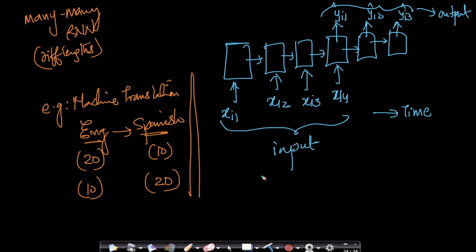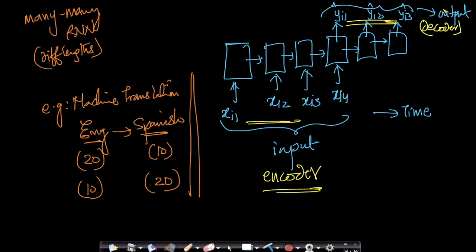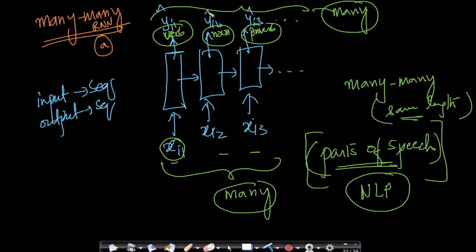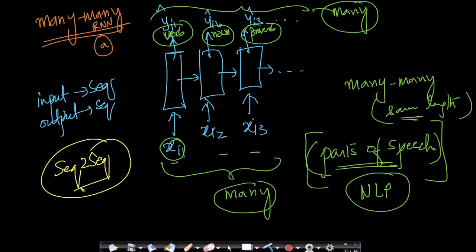So this is also called an encoder decoder network. This part is called the encoder part. This is called the decoder part. These are also called sequence to sequence models, right? Because you're inputting a sequence and you're getting an output as a sequence. And remember, this is also a sequence to sequence model, because in many to many RNNs of the same length, you're sending an input which is a sequence and your output is also a sequence.